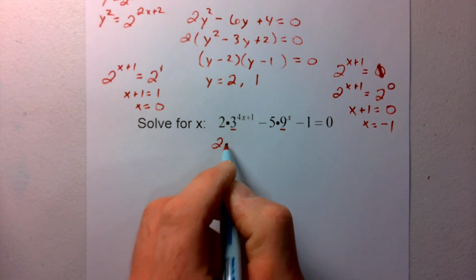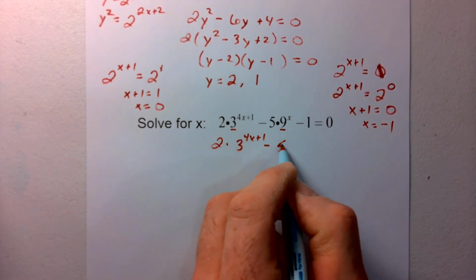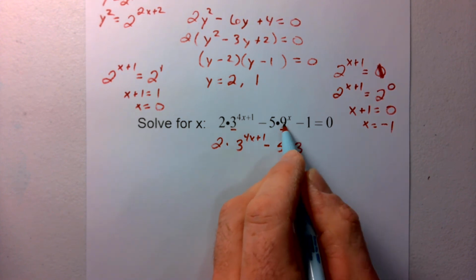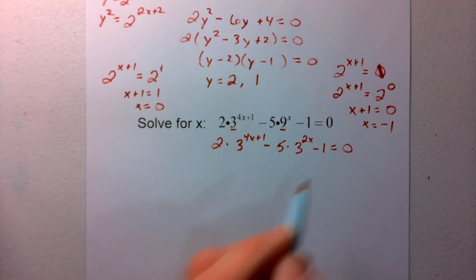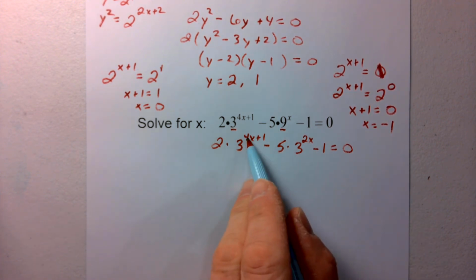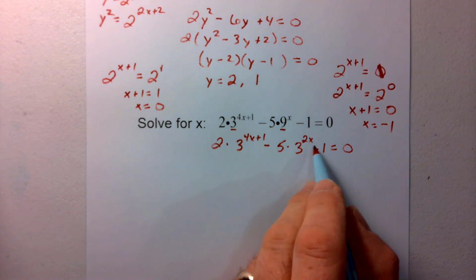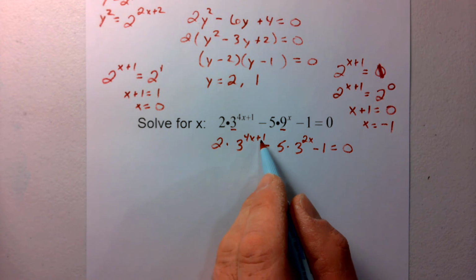So I can write this as 2 times 3 to the 4x plus 1 minus 5 times 3 squared to the x, which is going to be 3 to the 2x minus 1 equals 0. Now if I look at my exponents, I want that 2 to 1 ratio, so it's in a quadratic form. If I take 2x and multiply it by 2, I get 4x. So I need to peel this 1 off.